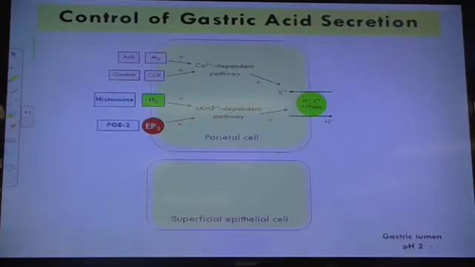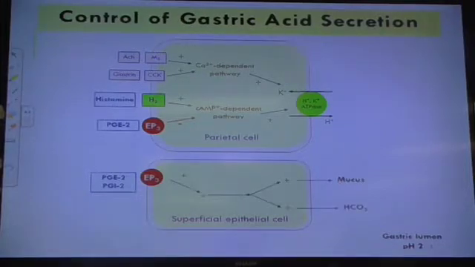But PGE2 is not only to inhibit the release of gastric acid, it also has an effect on the superficial epithelial cell, or the neck cell, or what we know as the young epithelial cell. Both PGE2 and PGI2 stimulate the EP3 receptor, and that is going to cause the production of mucus and bicarbonate.